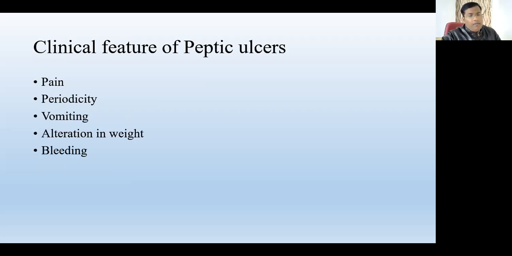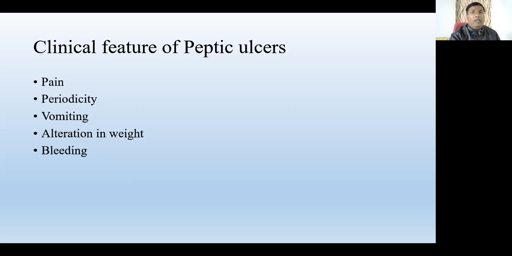Clinical features of the peptic ulcers: these are the 5 characteristic features in the patient of the gastric ulcers. They are pain, periodicity, vomiting, alteration in weight, and bleeding.